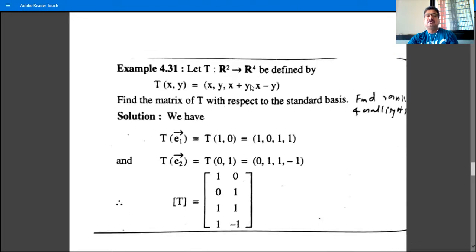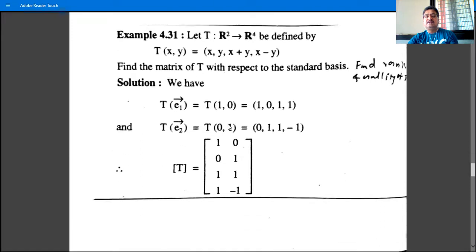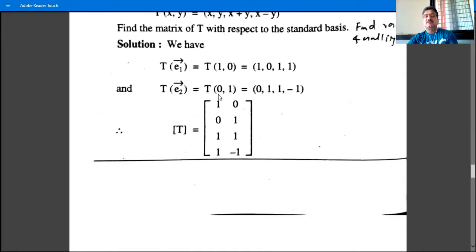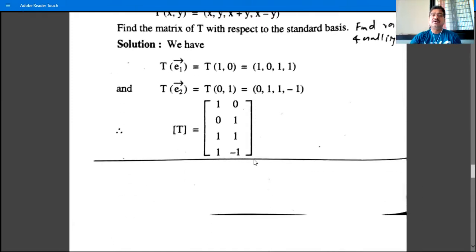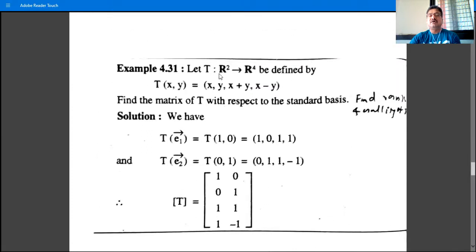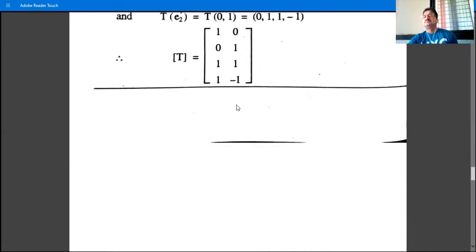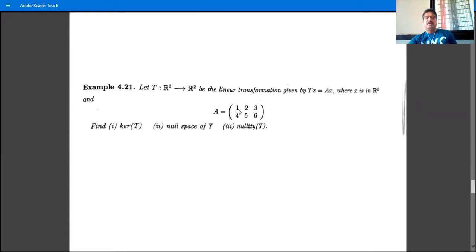Here the function T from R2 to R4 is defined by this. We have to write the standard matrix. This is the standard matrix. It contains 2 columns and 4 rows. And so find the rank and nullity. Obviously, the rank of T plus the nullity of T is 2 for this example, because the dimension of R2 is 2.